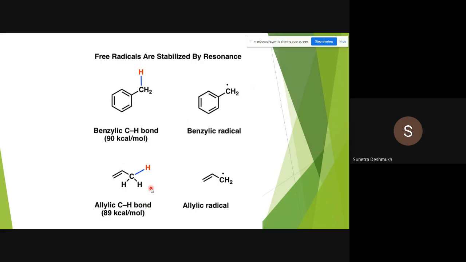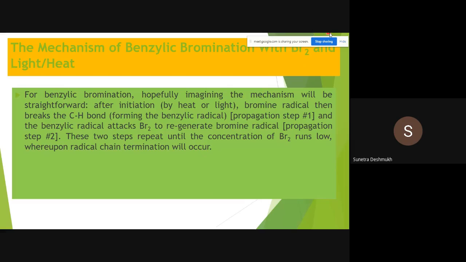It's much less compared to the other. So in that way we can detach the bond from the methyl group, not from this sp2 hybridized carbon atom. We cannot touch these sp2 hybridized carbon atoms for the homolytic cleavage. Next, what will be the mechanism of benzylic bromination with Br2, with reaction conditions of light or heat? So we will go for the mechanism. For benzylic bromination, hopefully the mechanism will be straightforward.